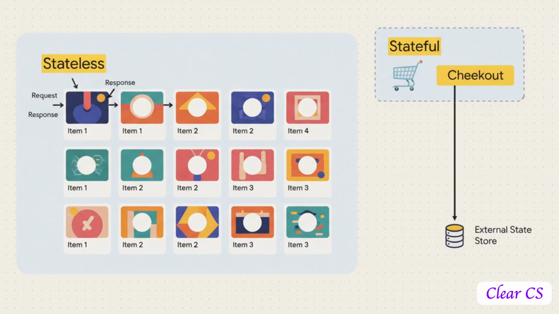But here's the real secret. Most complex real-world apps aren't just one or the other. They're a hybrid. Take an e-commerce site. When you're just browsing products, that's totally stateless. It's fast, it's scalable. But the moment you add something to your cart and start the checkout process, that part becomes stateful, using that externalized state we just talked about.